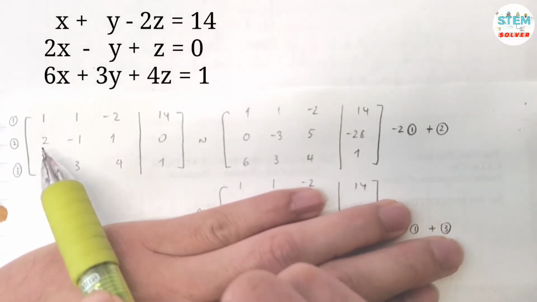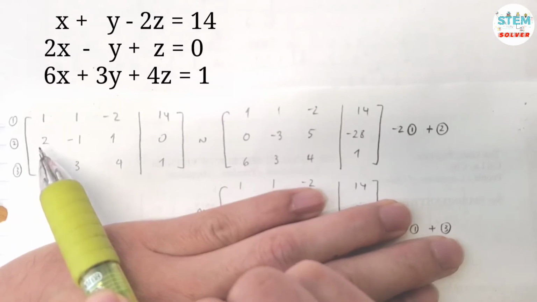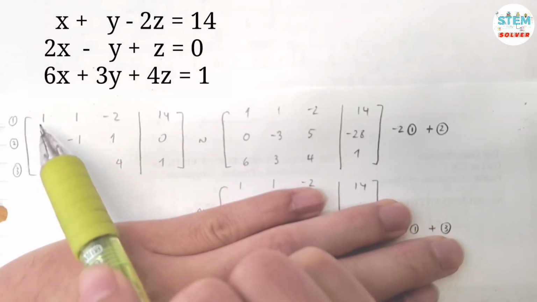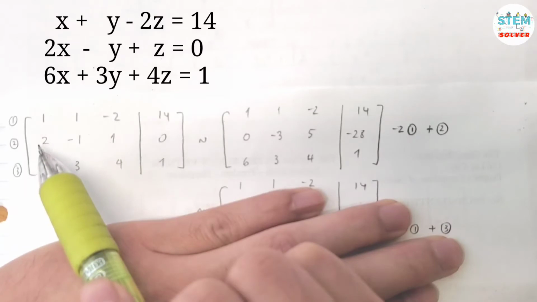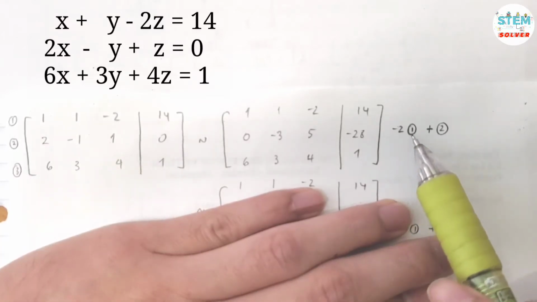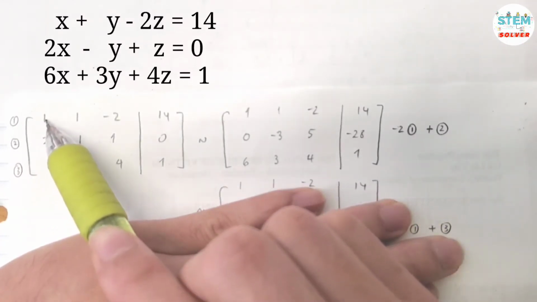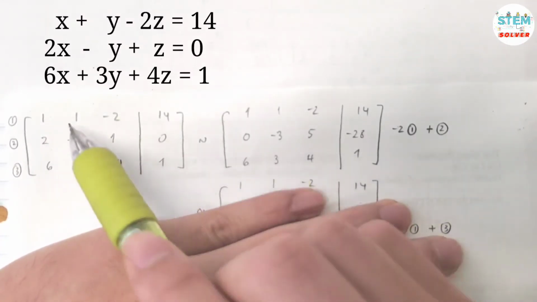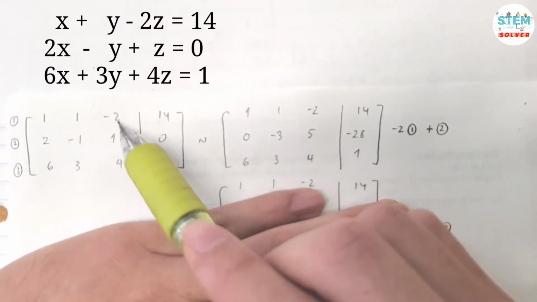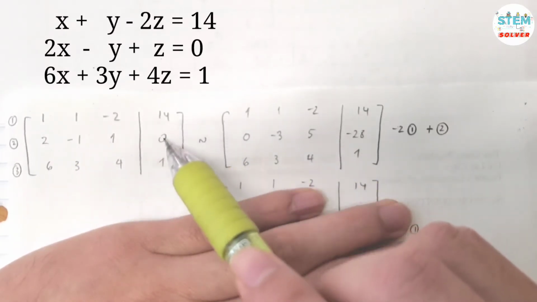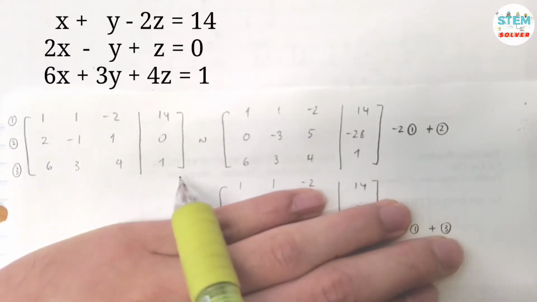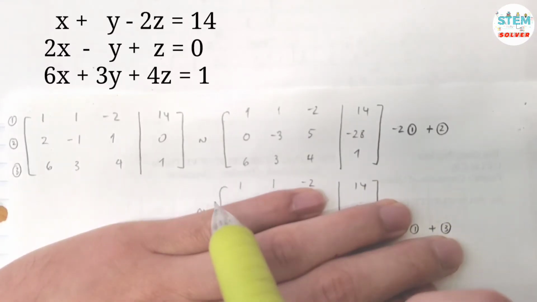Using Gaussian elimination, I'm going to multiply the first row by negative 2 and add it onto the second row, which I noted here. Negative 2 times this, added onto this, gives 0, negative 3, 5, negative 28. Then rewrite the third row. This is what you normally do.